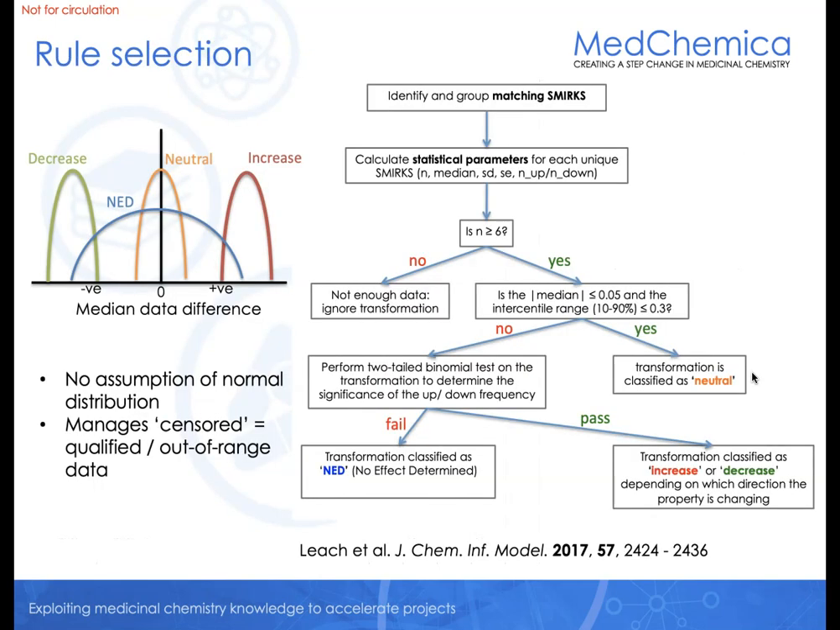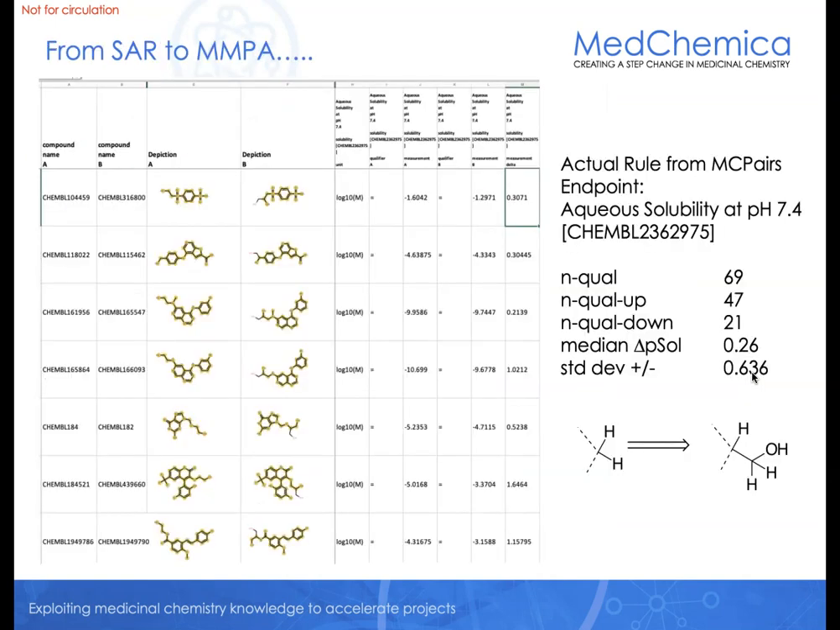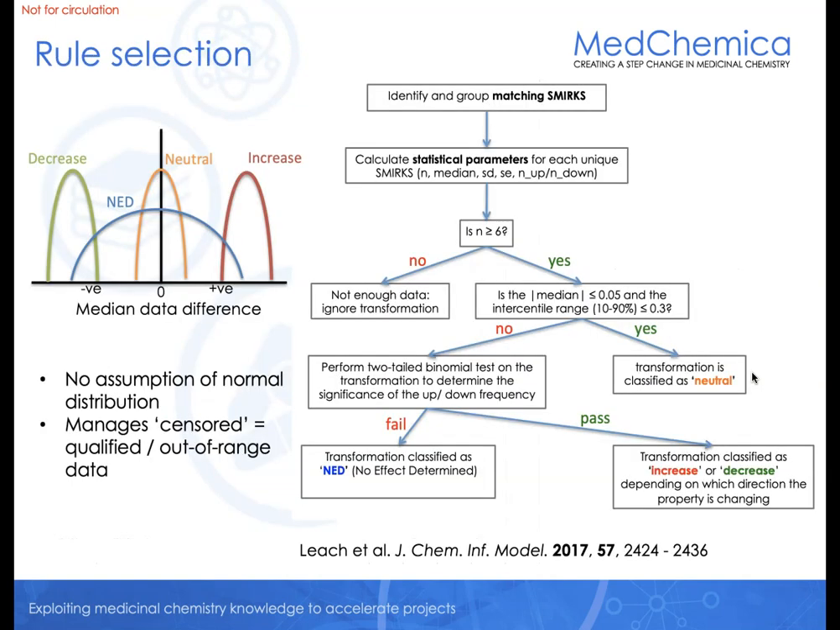Having examined all the matched pairs for the CH2OH extension, we can say that we have a rule for improving solubility, where a rule is a statistically significant chemical transformation. Here's the decision tree for labelling transformations as rules. There are 4 labels: increase, decrease, neutral, and NED, where NED stands for no effect determined.